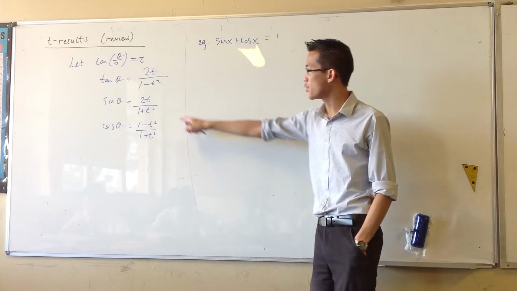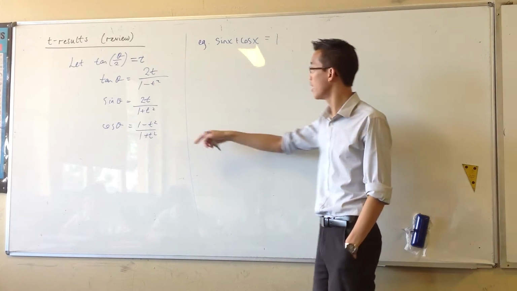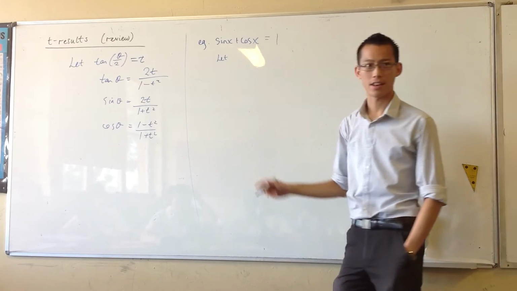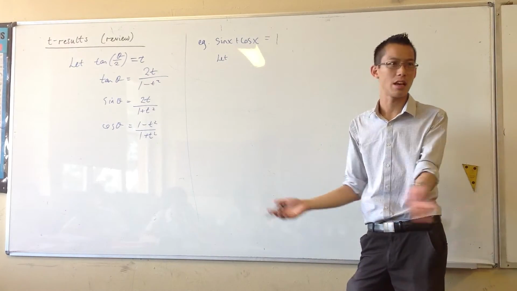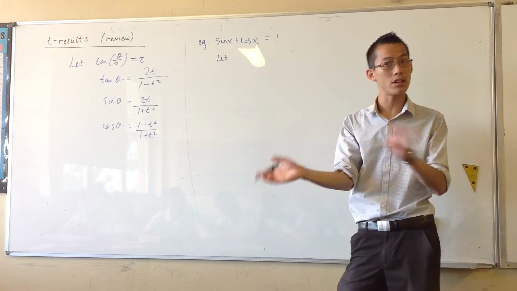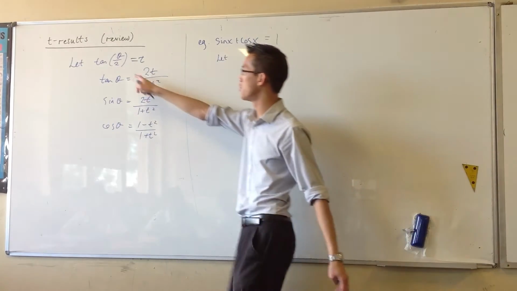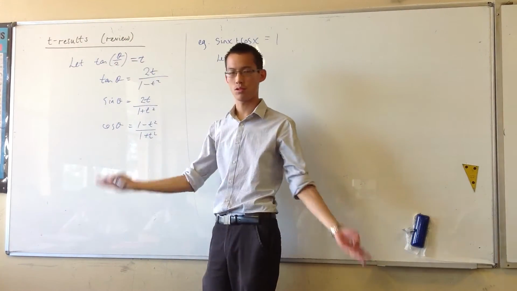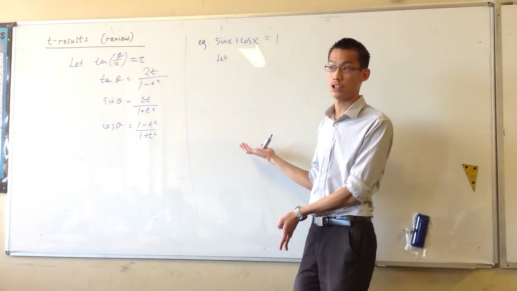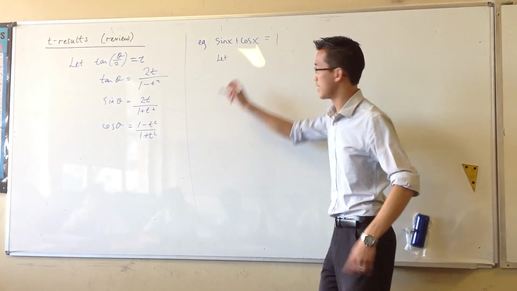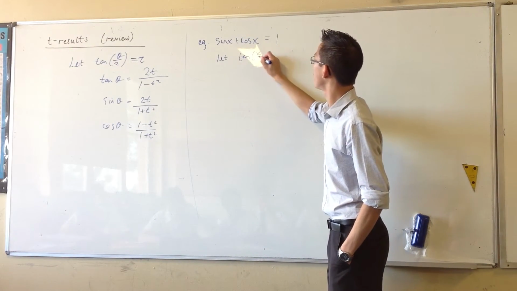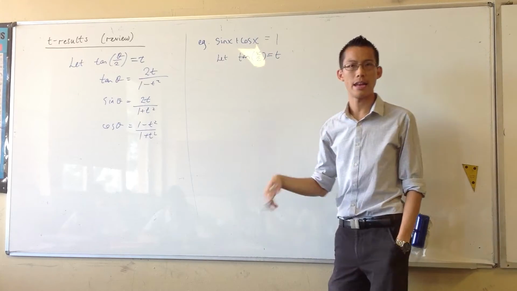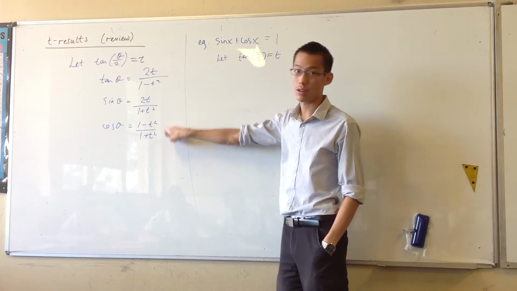Well, you're simply going to bring these guys in. You do have to say "let", because we're about to bring in t. Where did t come from? And sometimes t will be equal to different things. Remember, sometimes you don't use x on 2, sometimes you'll use 2x or 3x or whatever suits your question, right? So let's let tan of x on 2 equal t.